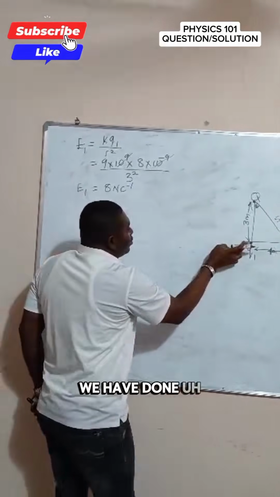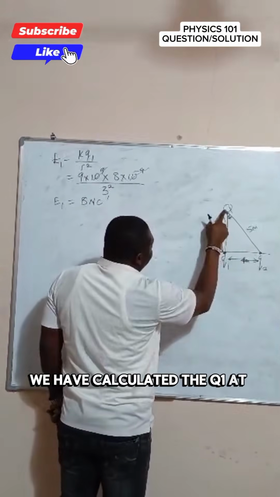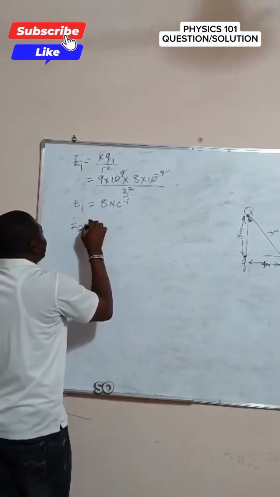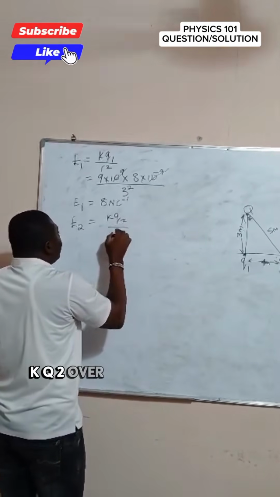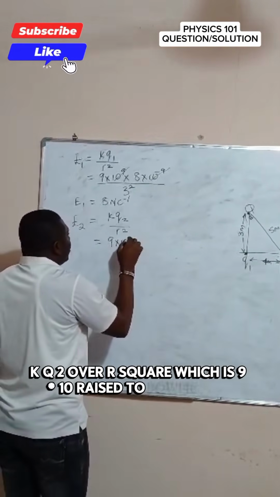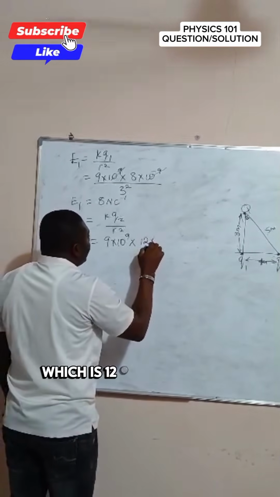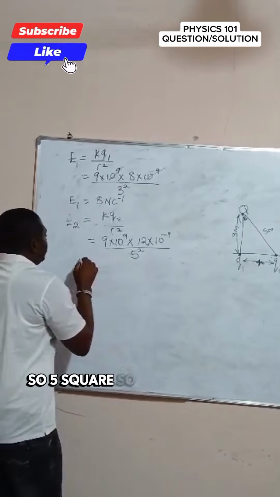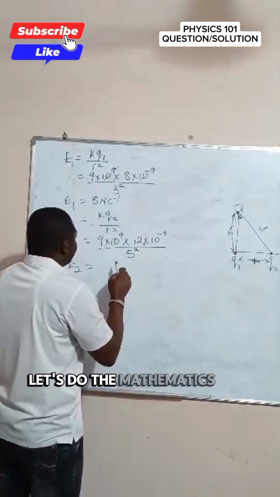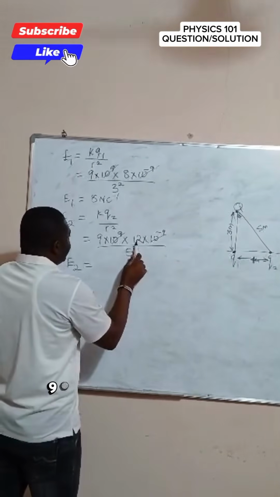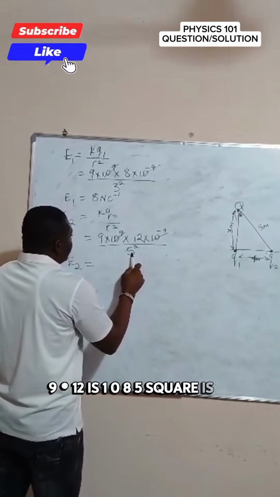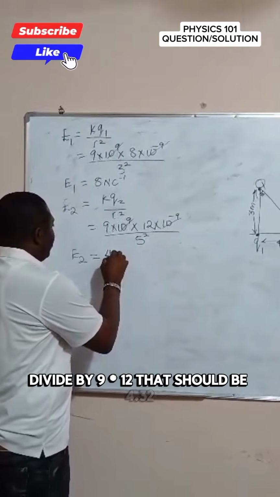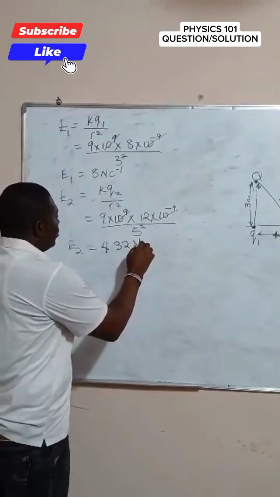We have calculated the field of Q1 at point Q, then we want to calculate Q2 at point Q. Let's call that one E2. So similarly, E2 is KQ2 over R squared, which is 9 times 10 raised to power 9 times Q2, which is 12 times 10 raised to power minus 9, over R squared, which is 5 squared. So let's do the mathematics. 9 times 12 is 108. 5 squared is 25. 108 divided by 25 should be 4.32 Newton per coulomb.